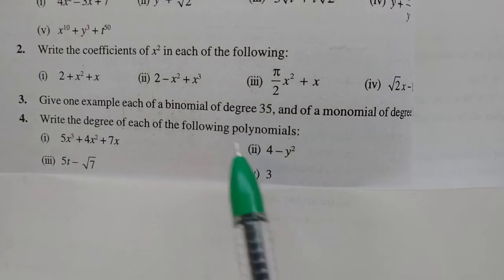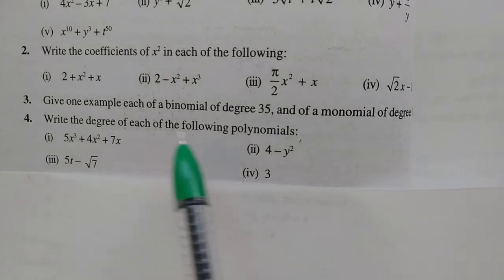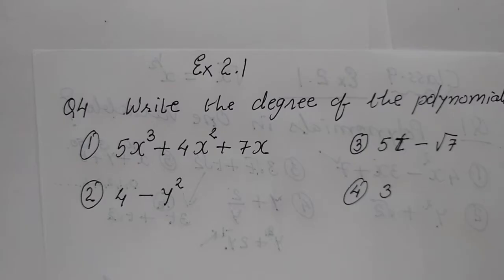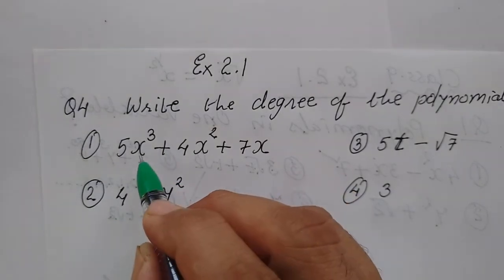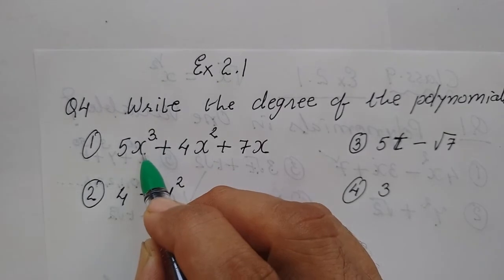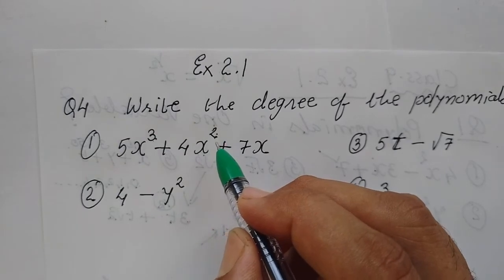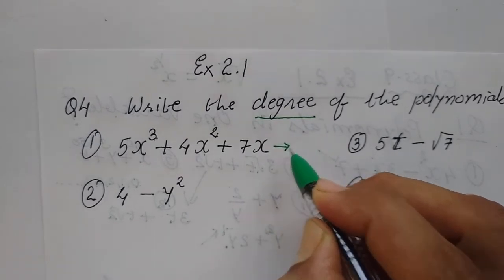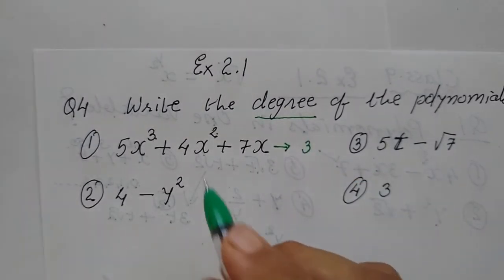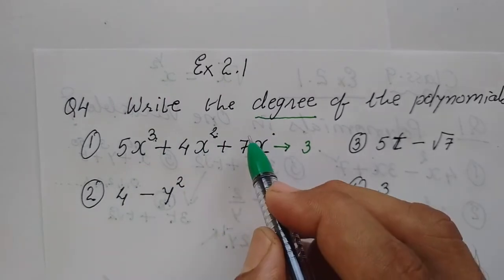Write the degree of each of the following polynomials. We have different polynomials, and we have to find the degree of each of them. So children, first we should know what degree is. Yesterday, in the last video session, I explained that you find the exponent of x: here it is 3, here it is 2. Out of these, the highest exponent is the degree of the polynomial. So here the degree of the polynomial is 3. The reason, children: the exponents are 3, 2, 1. Out of these, which number is the biggest one?